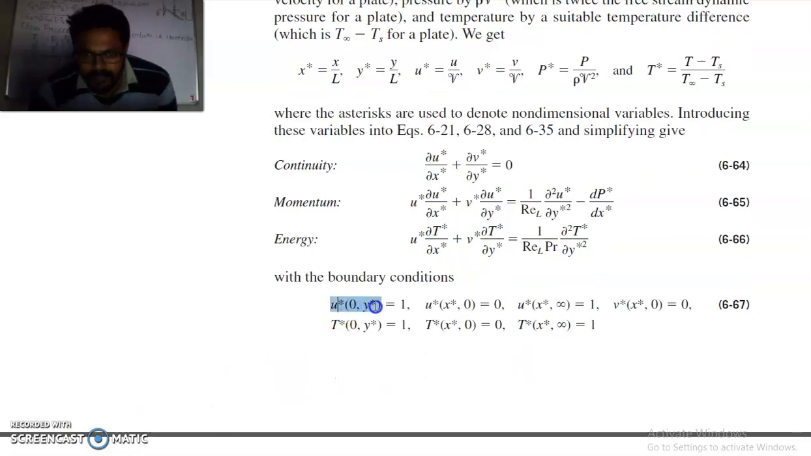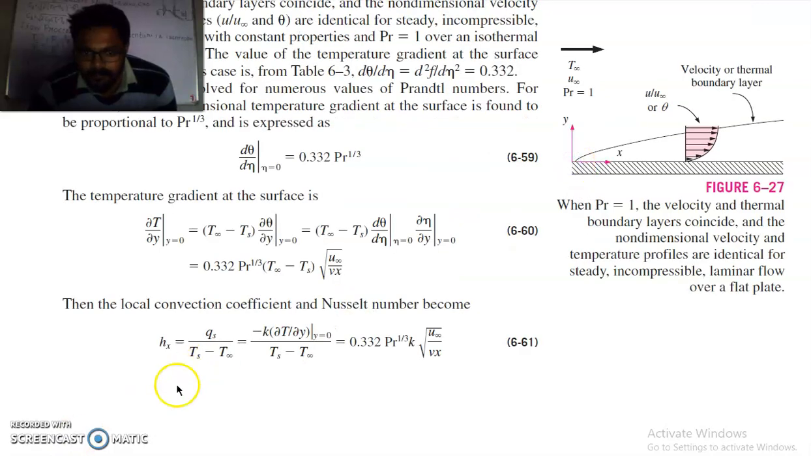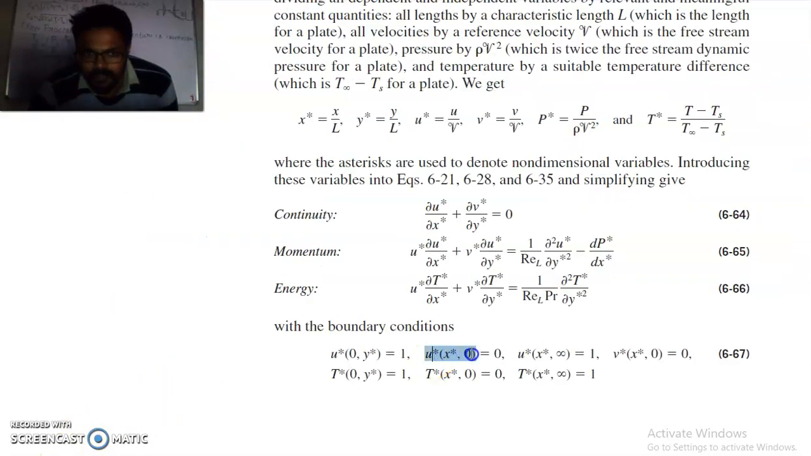So this means that this is your velocity before the start of the plate at the entrance, this point. This is your velocity at the surface of the plate, which is the no slip condition, where velocity is 0. This is your velocity when y is very large, in the free stream, which is equal to 1. This is the velocity when y is 0, meaning at the surface of the plate.